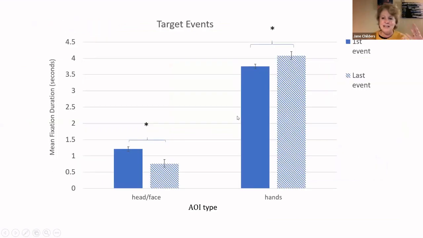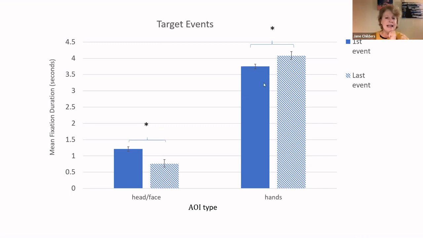What we found in looking is that we could look at the first event they saw, and then the third or last event that they saw. What we're going to look at first is the target events, and notice looking to the head or the face decreased as they kept seeing those events repeated. From the first to the third event, they looked less at the head or the face.